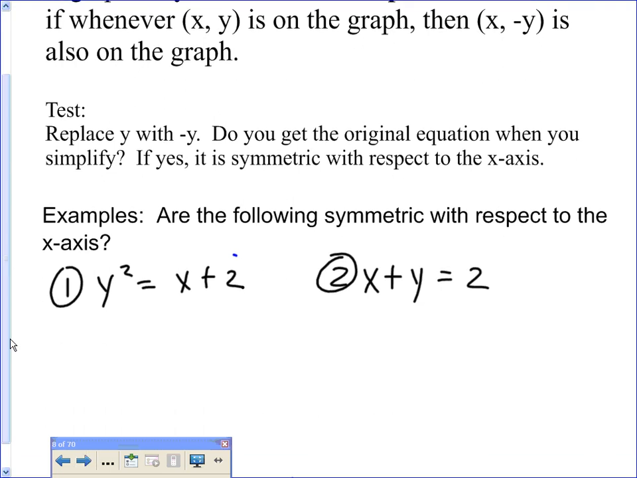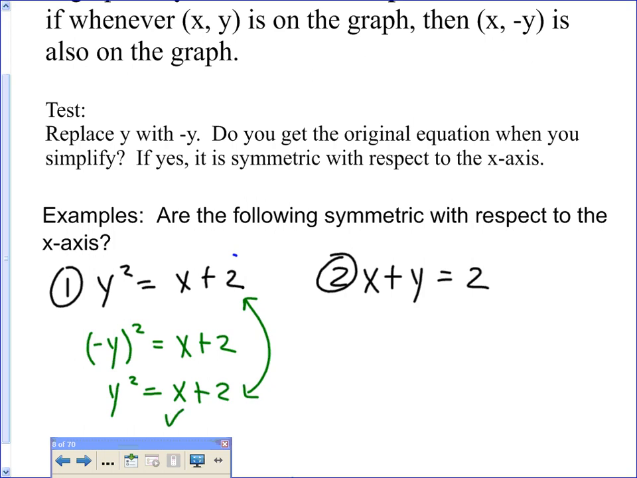So here we have two examples. I have a y. I'm going to replace it with negative y. Everything else remains the same. When I simplify, and I compare the two, we notice that they are exactly the same. In this case, I have symmetry with respect to the x-axis.